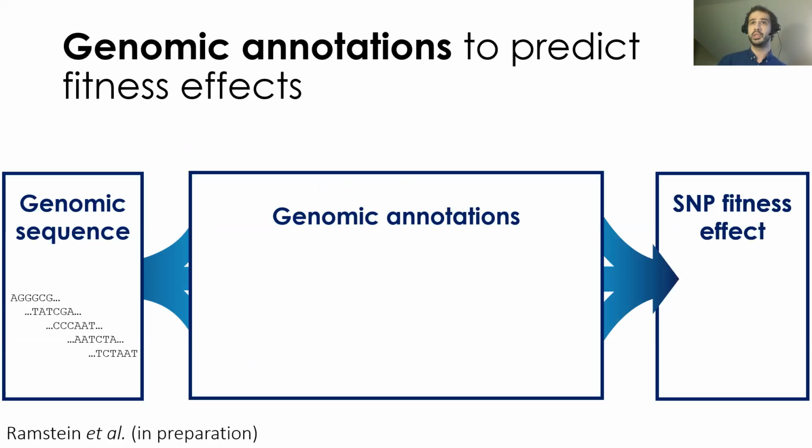So the approach that we use to prioritize markers is to first estimate the effect of some types of markers, specifically single nucleotide polymorphisms, on fitness. And we predicted SNP fitness effects by genomic sequence through genomic annotations.